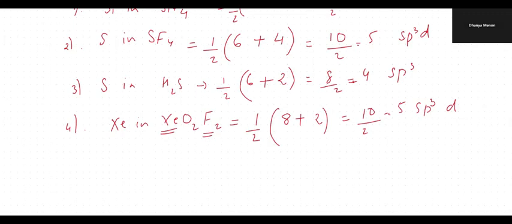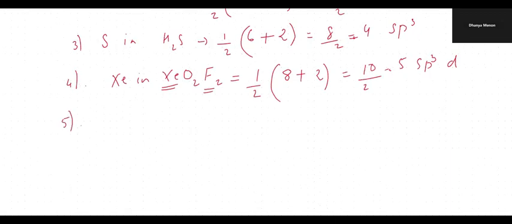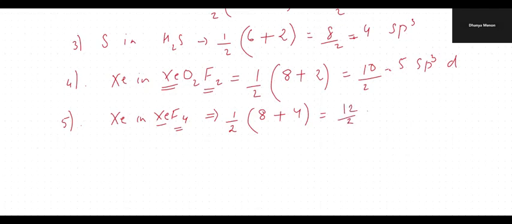Right. Fifth one is xenon in XeF4. Half of the number of valence electrons in xenon. Xenon is a noble gas, 8. So noble gases have 8 electrons in the outermost shell. There's no negative, no positive charge, but there's a monovalent atom, fluorine. How many are there? 4 in number. So 12 by 2, which is equal to 6, which is sp3d2, octahedral.